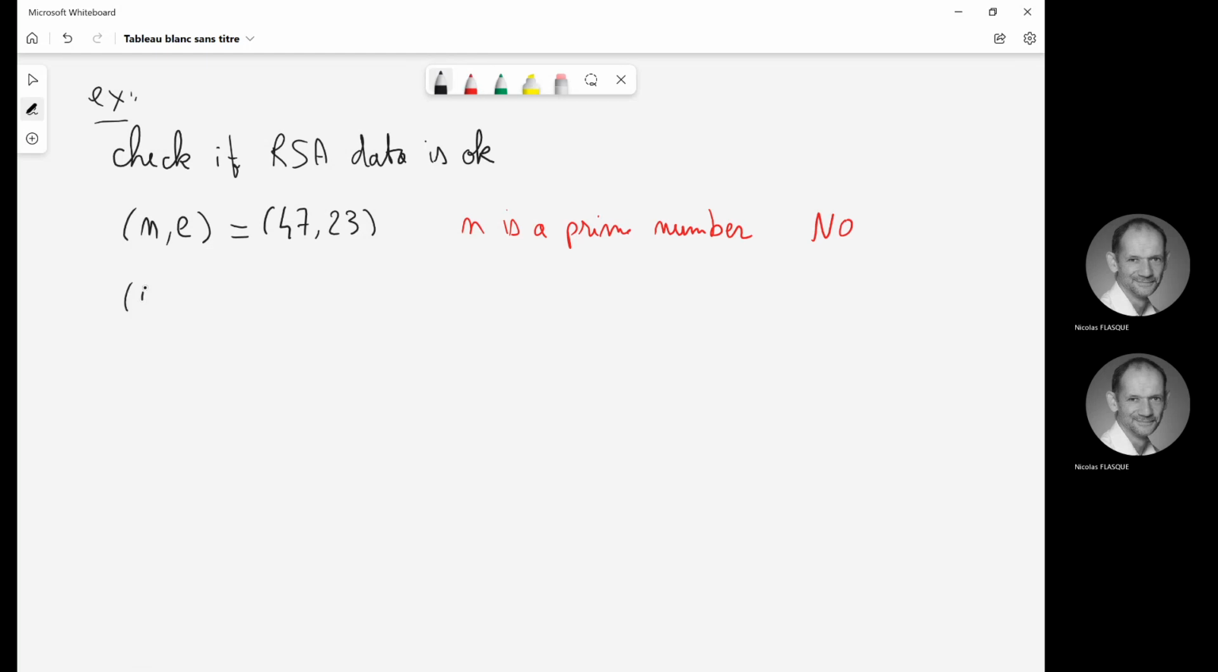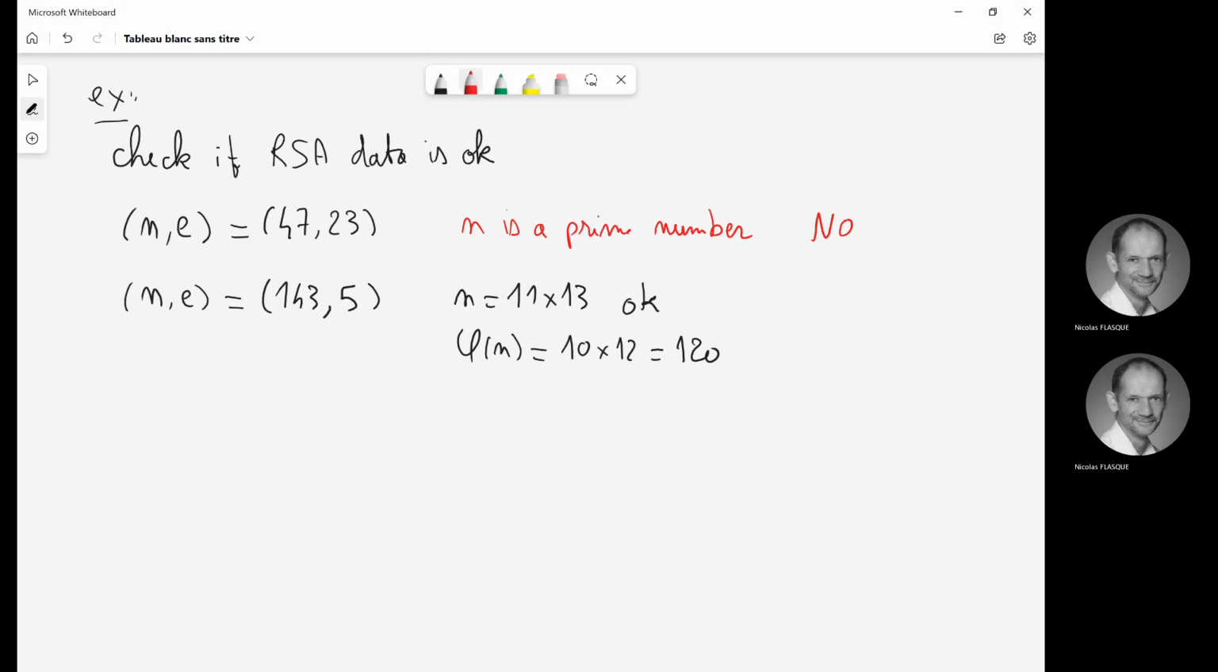Second example, another couple n, e where n is equal to 143 and e is equal to 5. First step, try to see if n is a product of two prime numbers. Actually, yes, n is equal to 11 times 13. So it's okay for n. As it's a little number, we are able to get the two prime factors here. So from n, we can calculate phi of n, which is 10 times 12, which is equal to 120.